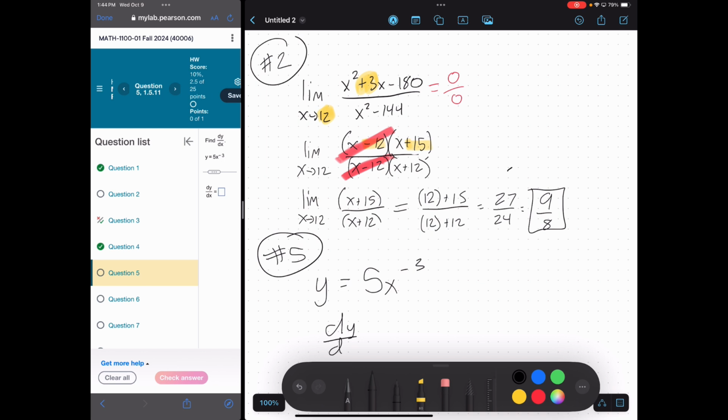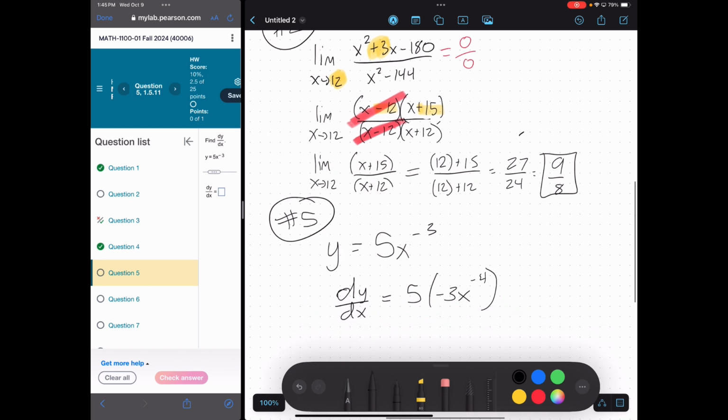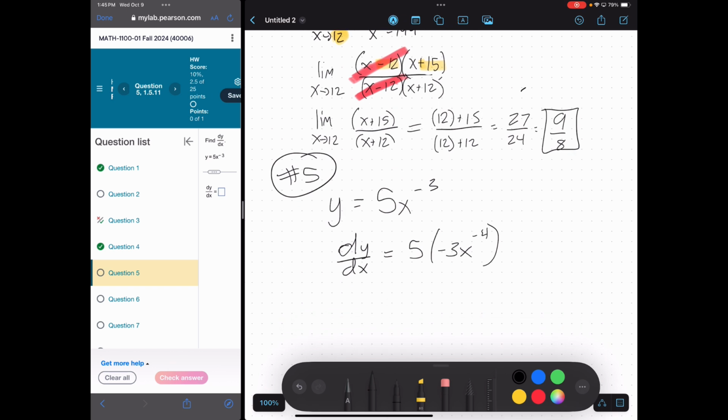What's my derivative? Even if I have a negative exponent, can I still use power rule? Absolutely, I can still use power rule. So I'm going to bring down the negative 3, then subtract 1 from the exponent. And I get 5 times negative 3, x to the negative 4, which of course simplifies to negative 15x to the negative 4. Okay. So that one's just a really quick example of using power rule.